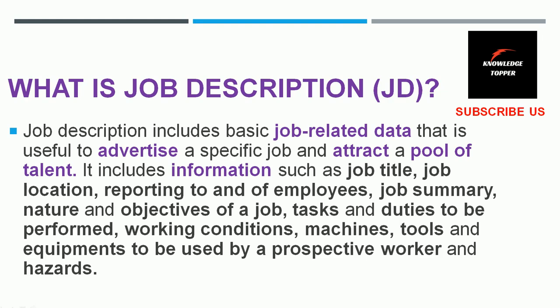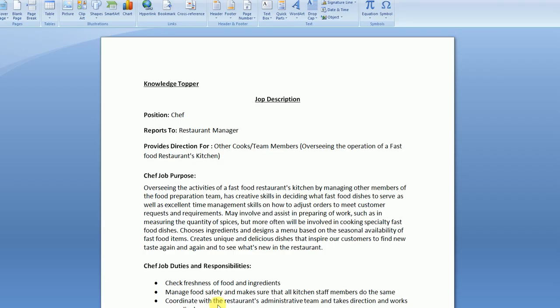Now I would like to show you an example and sample that I prepared for you to understand this quite easily. Here is a JD that I prepared for a position. As you can see, this is a sample for a position for a chef, and everything is included in the job description: to whom the chef reports, like the restaurant manager, providing direction for other cooks and team members, overseeing the operation of a fast food restaurant's kitchen, and the purpose of the job.